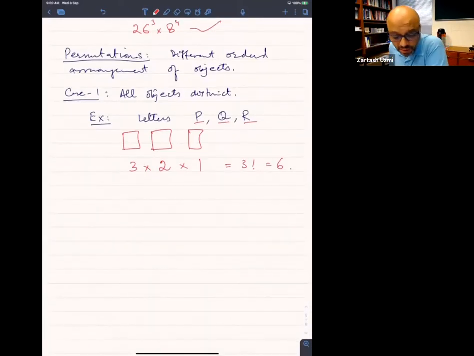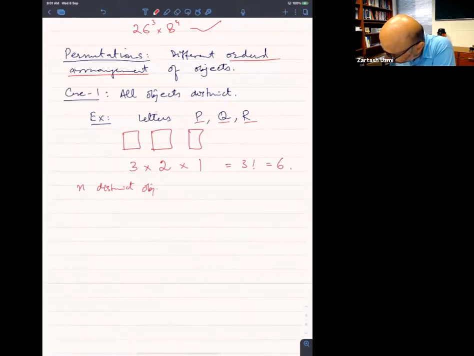So if you have n different objects, then those ordered arrangements of distinct objects can be arranged in n factorial different ways. So n distinct objects can be arranged in n factorial different ways. All of those are different.